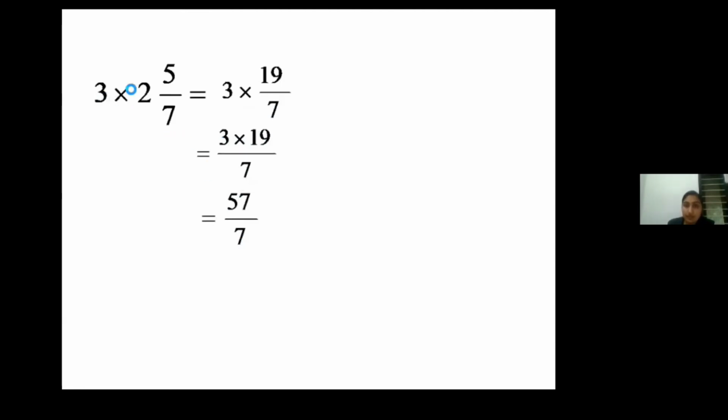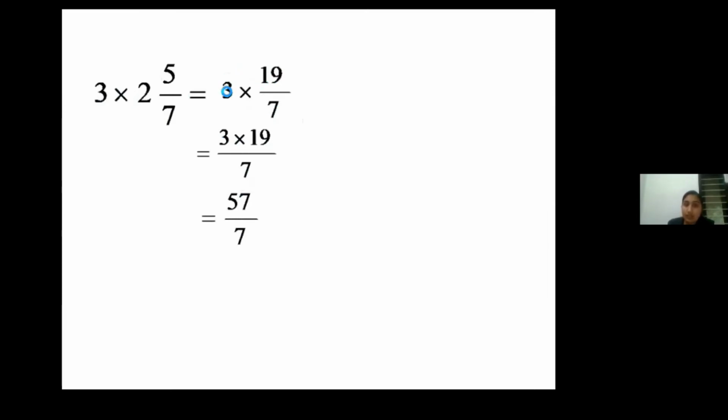Here we can rewrite the question 3 into 2 5 by 7. After converting the mixed fraction to improper fraction, we get 19 by 7. So instead of 2 5 by 7, we can rewrite 19 by 7. So 3 into 19 by 7.